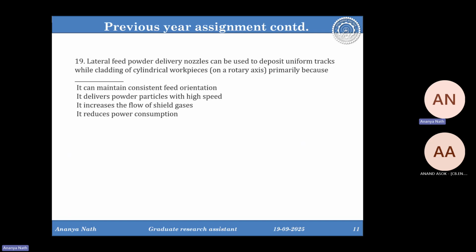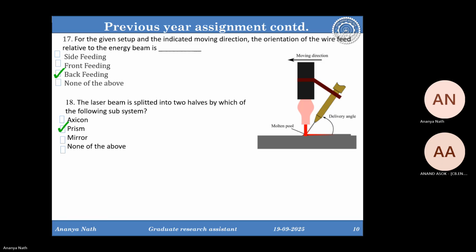Next, the lateral feed powder delivery nozzle can be used. Ma'am, previous screen, can you show once more? Sorry, can you repeat? The laser beam can be split into two halves by. Okay. Using which system. So it's the prism system.